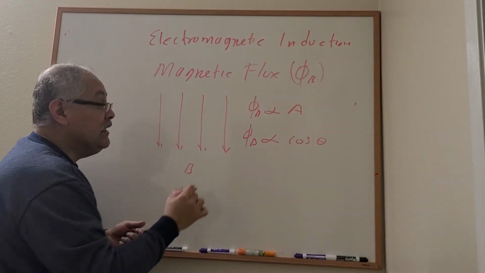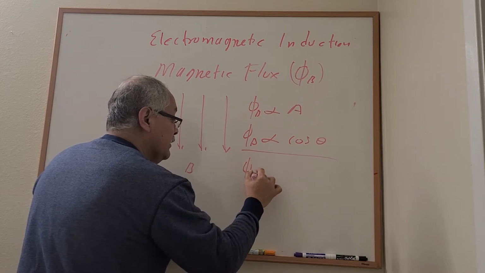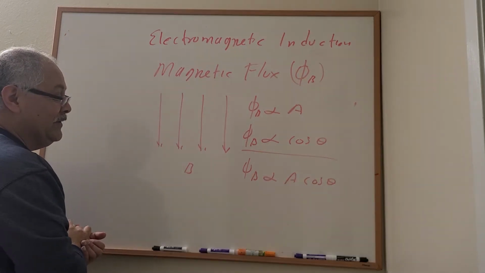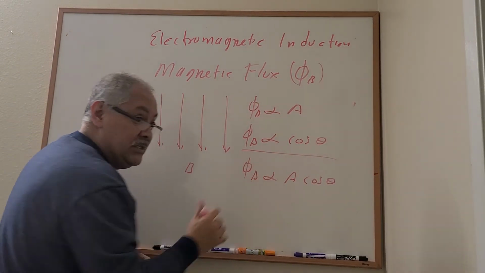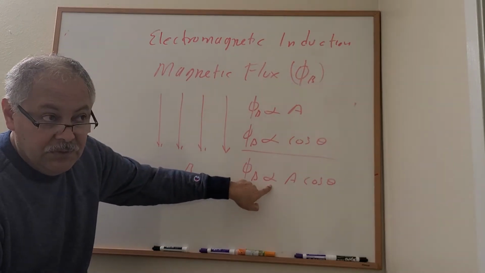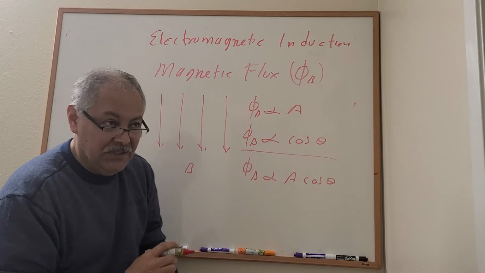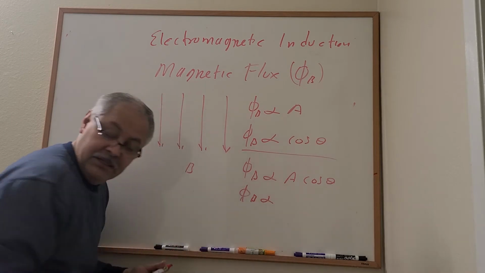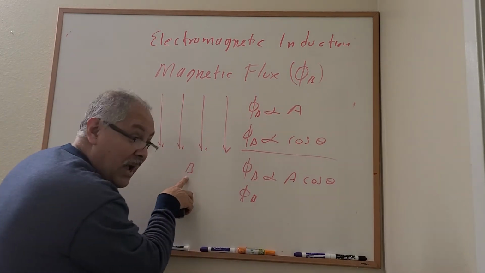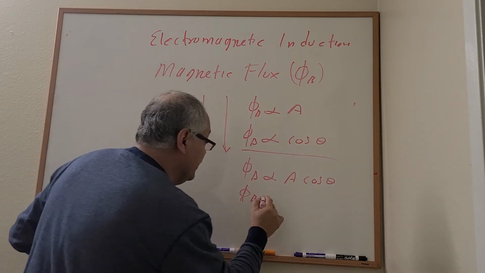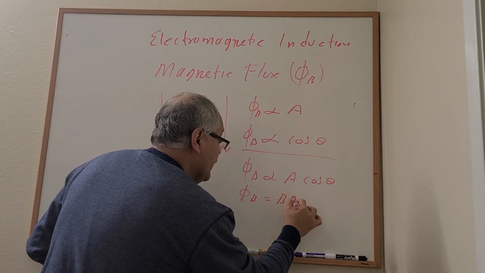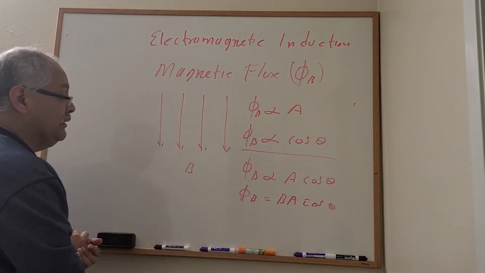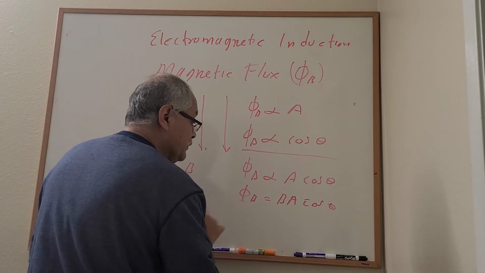So phi, the magnetic flux, is also proportional to the cosine of the angle, right? Now, let's combine these two concepts. So the magnetic flux is proportional to the area times the cosine of the angle theta, correct? Now, let's eliminate this proportionality symbol. How do we eliminate it? Remember, we need to use a constant to match the units. The constant used in this case is just the magnitude of the magnetic field, right? So it's going to be equal to B A cosine theta, right? Okay, so this is again the magnetic flux.